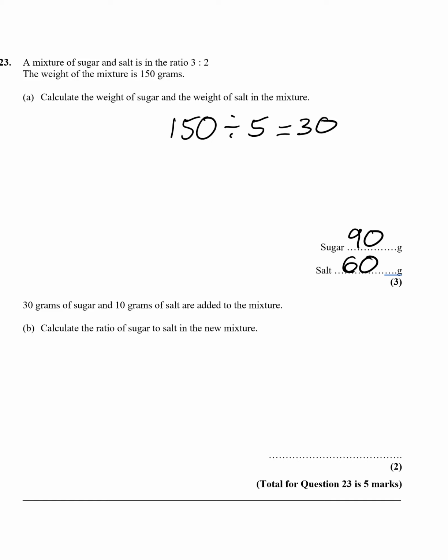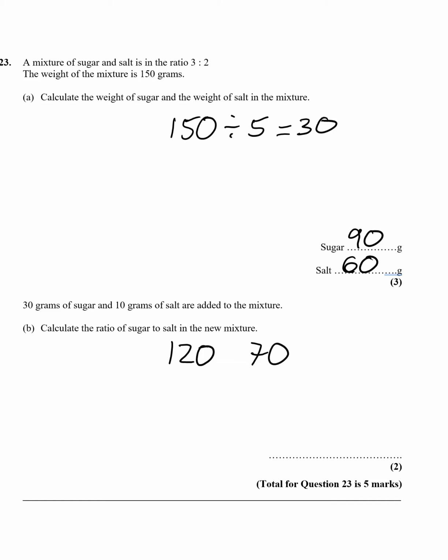Right, now 30 grams of sugar and 10 grams of salt are added to the mixture. So actually we end up with 120 and 70. Calculate the ratio of sugar to salt in the new mixture.